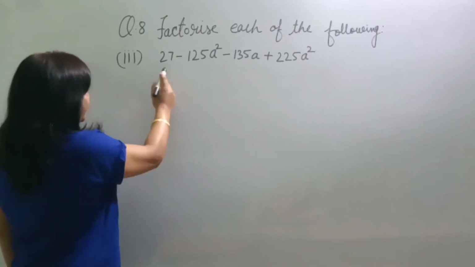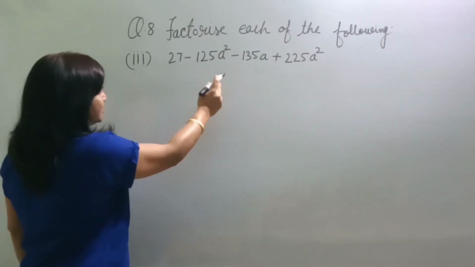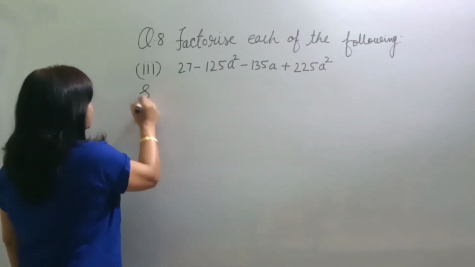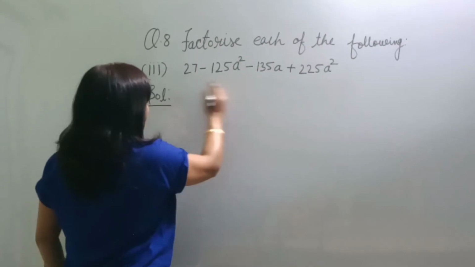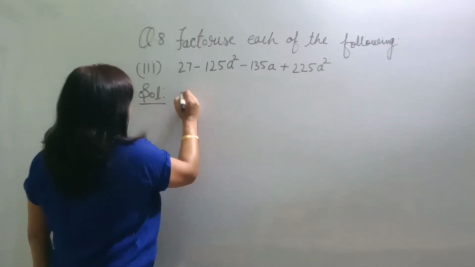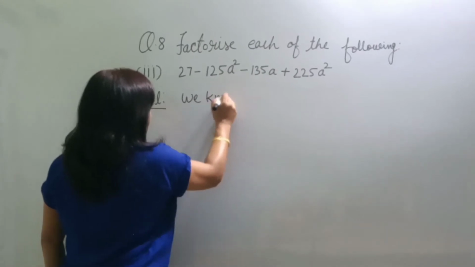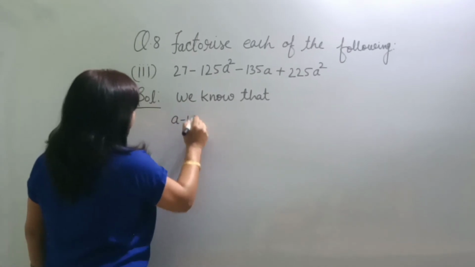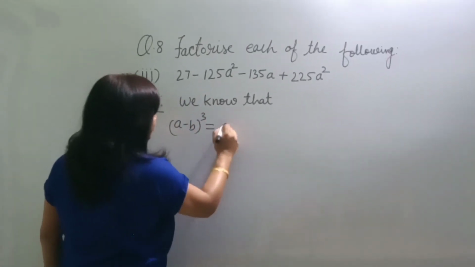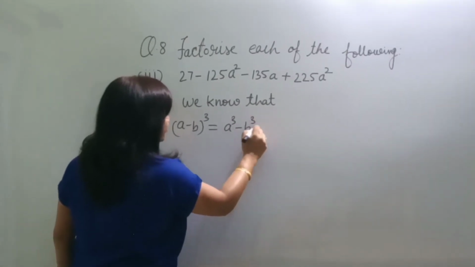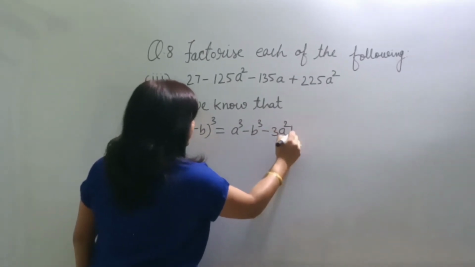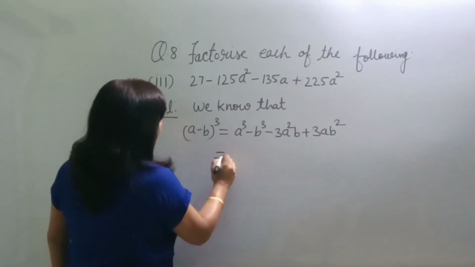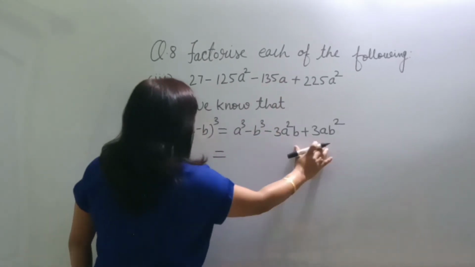Now our third part is 27 minus 125a square minus 135a plus 225a square. Now we will start the solution. According to this expression we will use the identity. So we know that (a minus b) whole cube is equal to a cube minus b cube minus 3a square b plus 3ab square. Now we will convert this expression in the form of this expression.